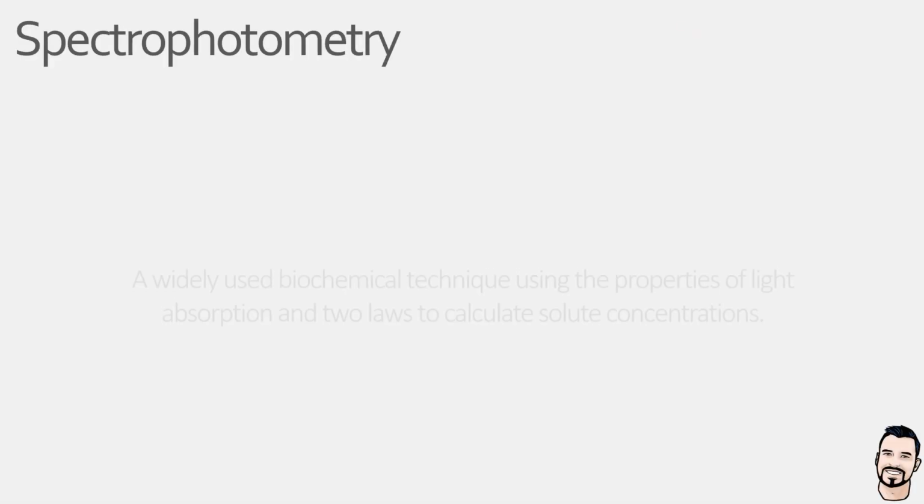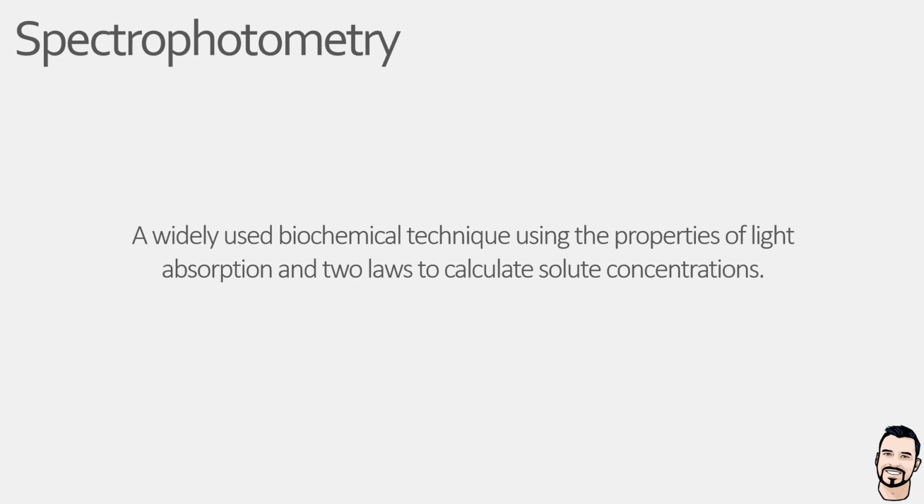Well, in plain and simple terms, it is a research technique that uses specialized equipment to shine light at a solution, measure how much of that light has been absorbed by the solution, and then calculate the concentration of solutes within that solution. And it can do this because of two very prominent scientific laws. We have Beer's law and we have Lambert's law.